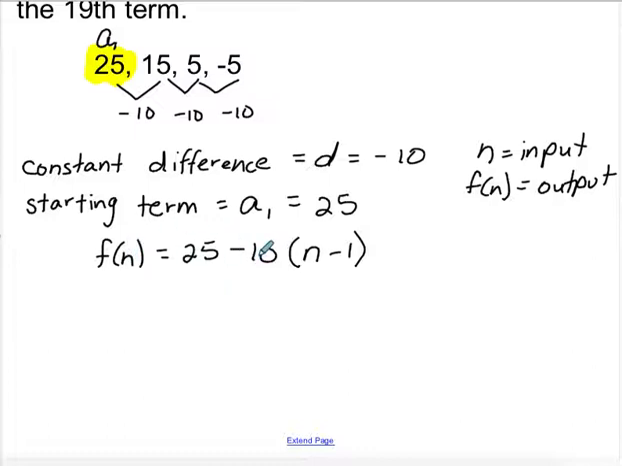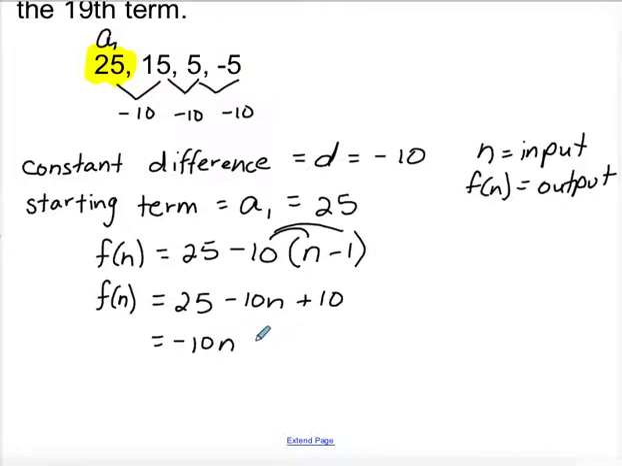You might be in the habit of rearranging this rule to look like one of the common forms of a line or a linear function that you're used to. So f of n, we might rearrange it so that we've distributed -10n plus 10. Remember, I'm distributing here. And then I'll combine these terms. So I might rewrite it as -10n plus 35 if I'm so inclined.